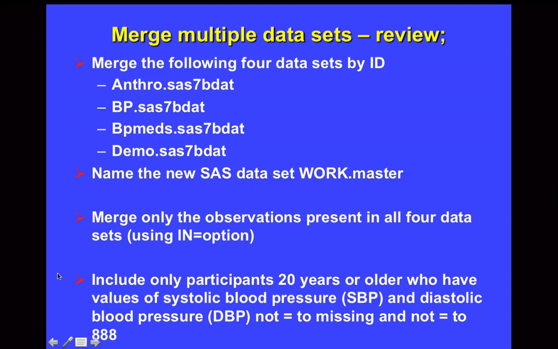I've given some characteristics down below: 20 years or older, with systolic blood pressure values that are not missing and are also not equal to 888, and those same conditions apply for the diastolic blood pressure variable. So take a minute and get that ready, and then we can move forward again, and I'll go through some examples in the slides talking about variable creation, and then we'll go to SAS and see how that looks in the actual editor file.